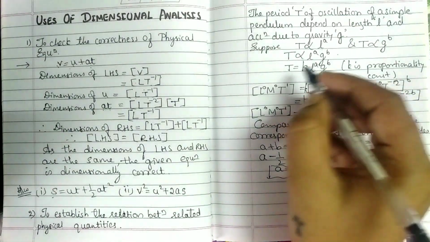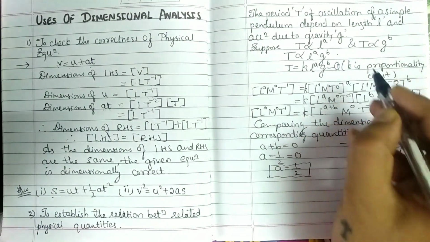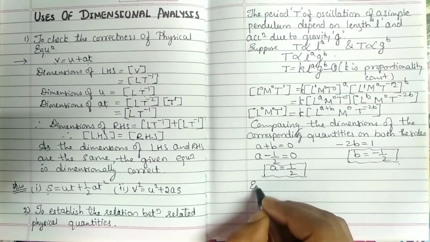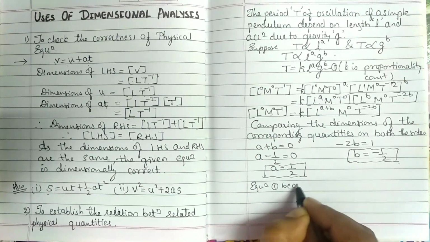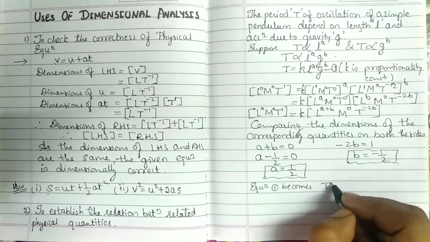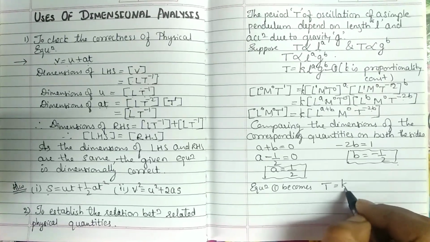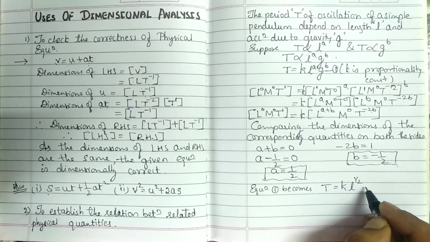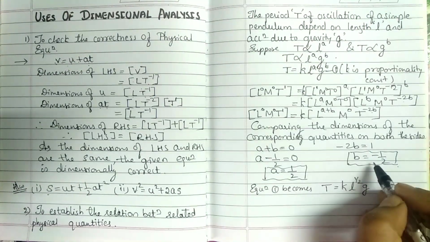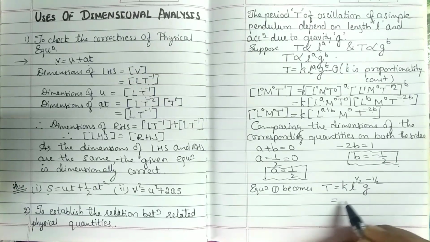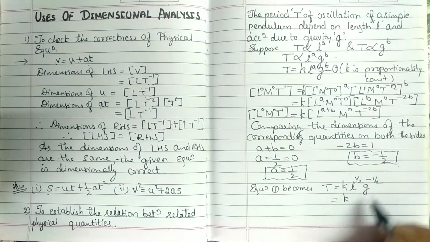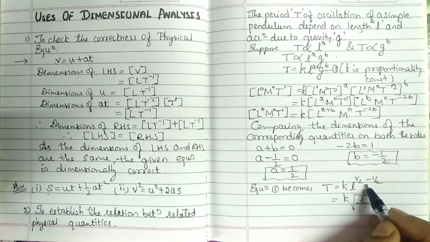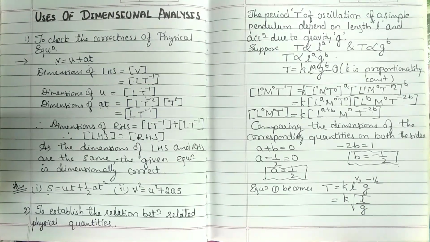Therefore, if you call this equation 1 over here, what can we write? Equation 1 becomes T is equals to K L raised to A. What is your A? It is a half. And G, what is your B over here? It is -half. So can I write this one as, half means nothing but root, so L raised to half divided by G raised to half, it is a minus half, no? So we can write like this.